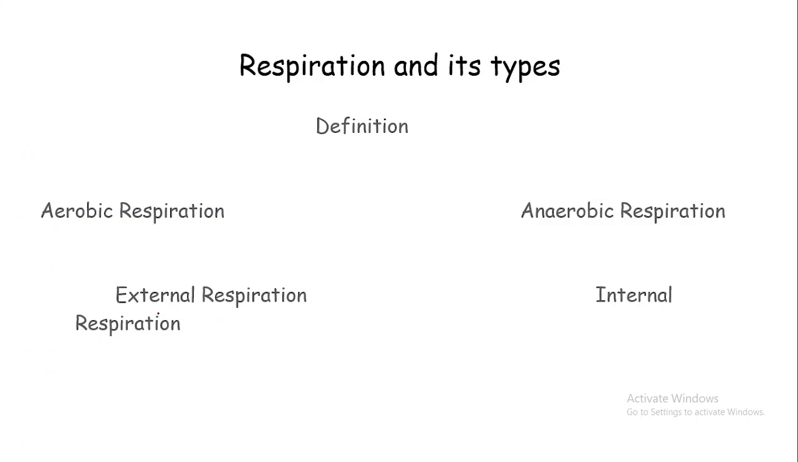Respiration and its types. First of all, what is the definition of respiration? Respiration is the process where external air, or air from the atmosphere, is taken into the body, and that is utilized for a process called cellular respiration. This process, cellular respiration, is the one which generates energy at the end of it.